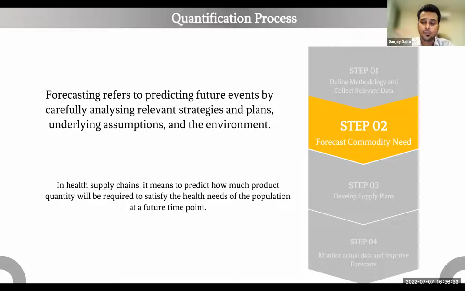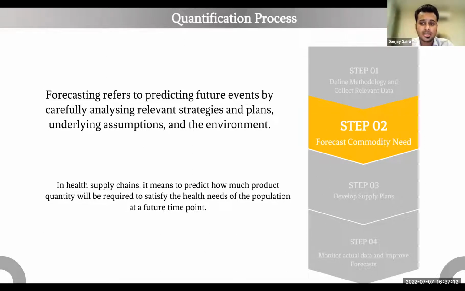So it refers to predicting future events which have not happened, by carefully analyzing relevant strategies and plans, underlying assumptions, and the environment. So we need to understand that it is not only about historical data. It's also about assumptions, and about the overall environment you are in, and your relevant strategies and plans based on which you want to undertake a program. Specifically in health supply chains, it means to predict how much product quantity will be required to satisfy the health needs of the population at a future time point.